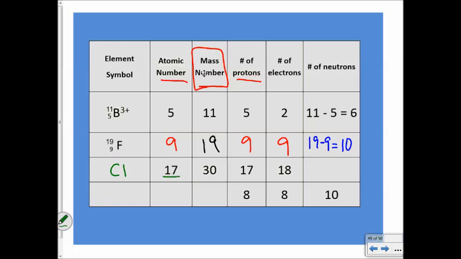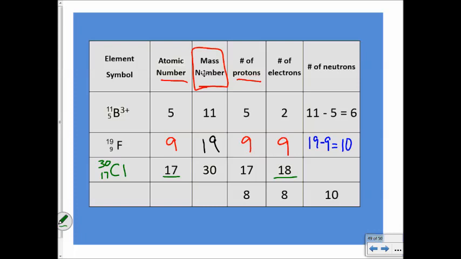So what should I put in my lower left corner? 17. It also tells me my mass number is 30. So what should I put in my upper left corner? 30. Very good. We're getting there. Now, it tells me I have 18 electrons. What happens there? What does that mean?